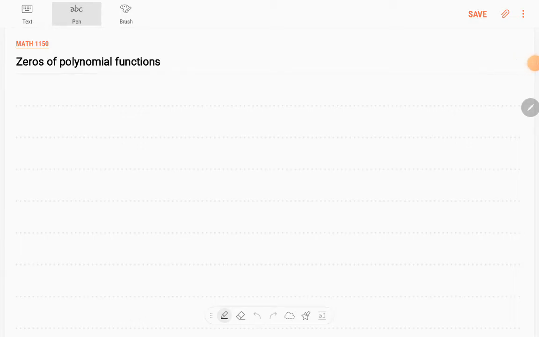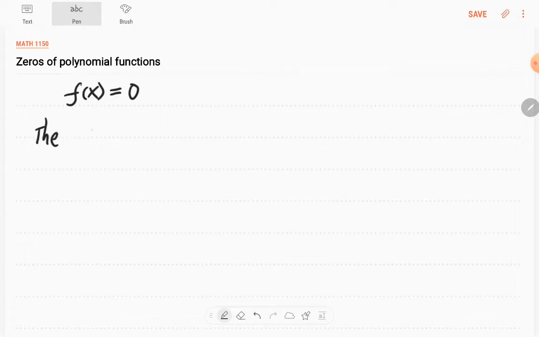Zeros of polynomial functions. In this section, we want to learn how to find the zeros of a polynomial function f of x. In other words, we need to solve the equation f of x equals 0, finding the x values that make this polynomial function zero. Here are some theorems we need to know.